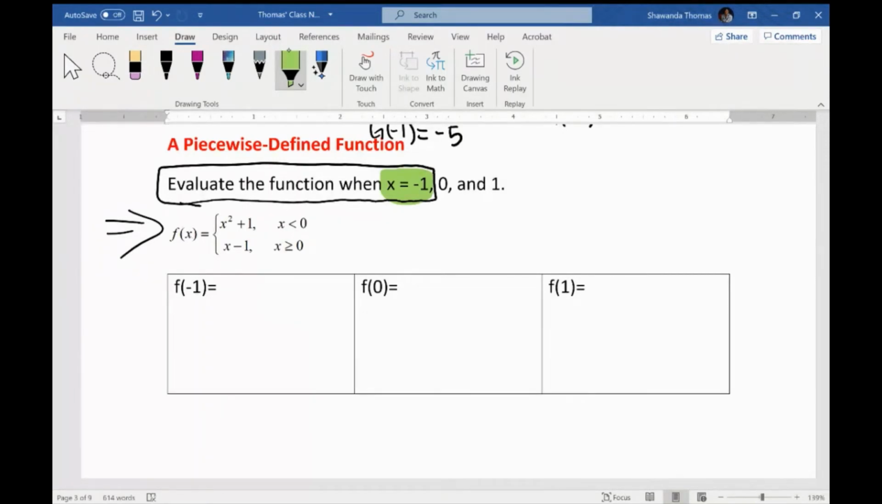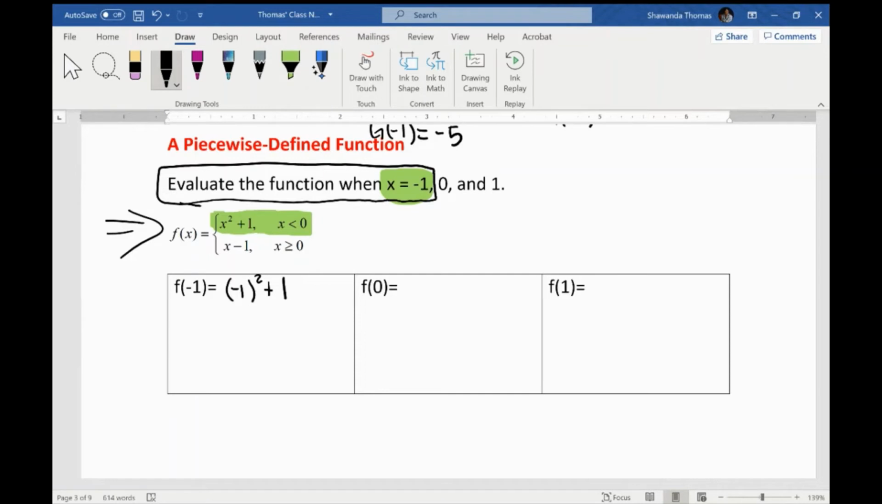Is -1 less than 0? Or is -1 greater than or equal to 0? Which one? Less than 0. So we're only going to plug in -1 into the first piece because it only meets the criteria of it being a number x that's less than 0. So for f of -1, we're only going to plug in -1 to the x squared plus 1 piece, not the x minus 1.